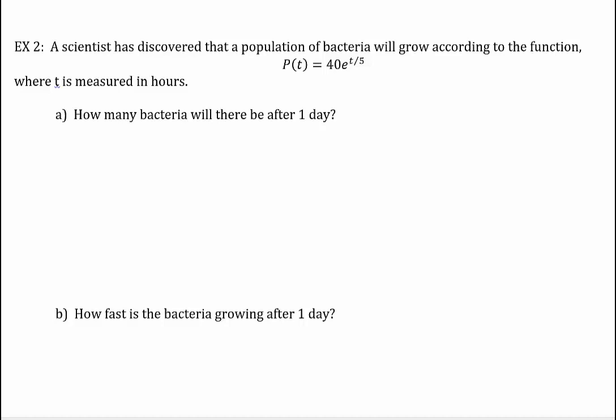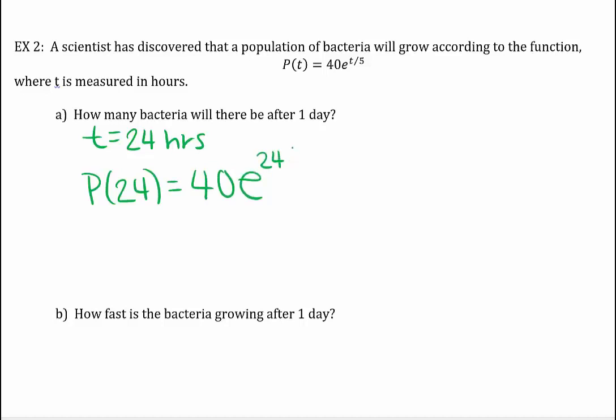So this problem says a scientist has discovered that a population of bacteria will grow according to the following function, where t is measured in hours. How many bacteria will there be after 1 day? There is no calculus involved in this problem. 1 day would be 24 hours. And so if I want to figure out what the population is, I just have to plug 24 in for t. So I'll be computing 40 e to the 24 divided by 5.